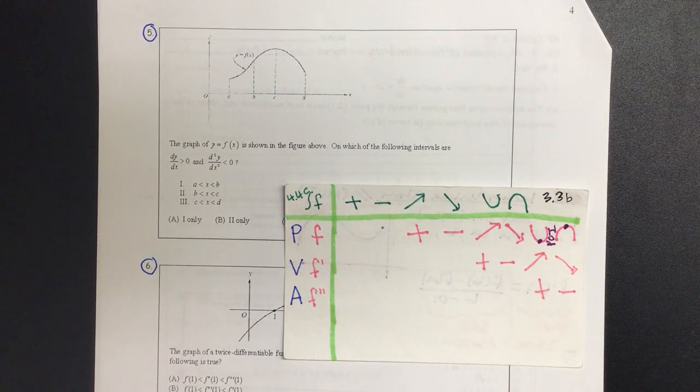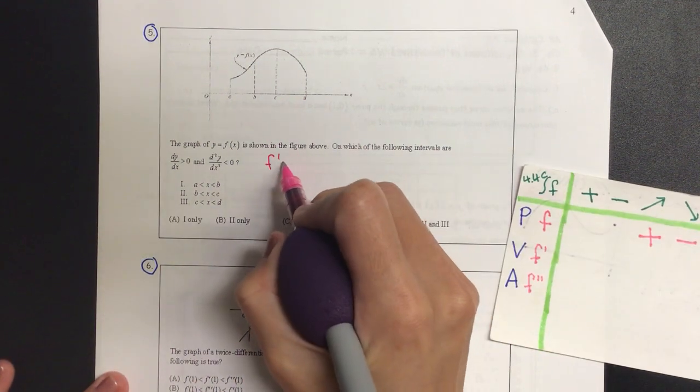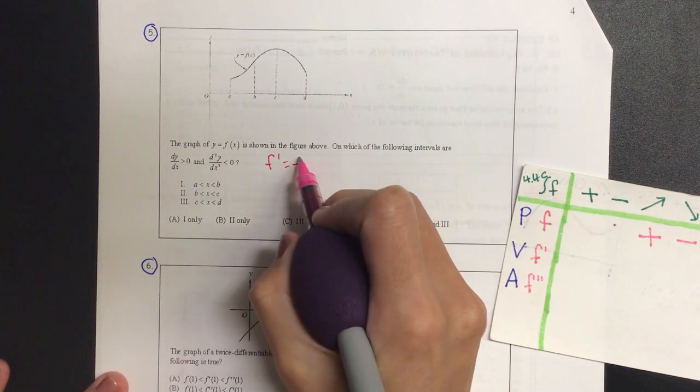The graph of y equals f of x is shown in the figure above. On which of the following intervals are dy over dx greater than 0 and d squared y over dx squared less than 0? Okay, let's analyze those two. So it says f prime is greater than 0, meaning it's positive.